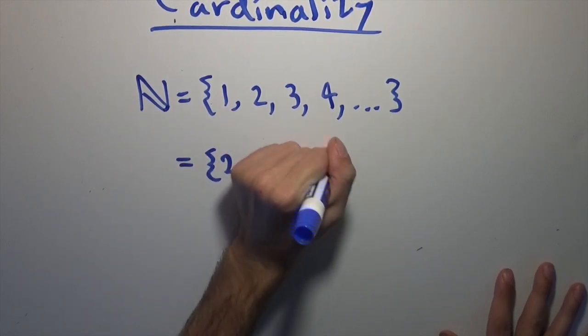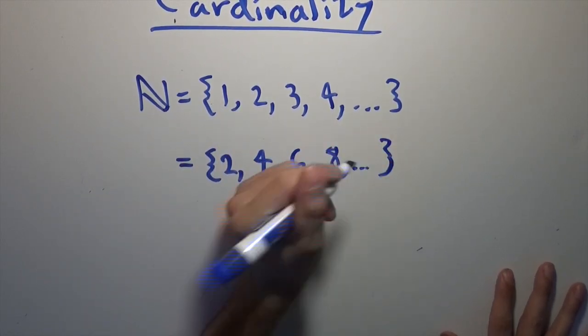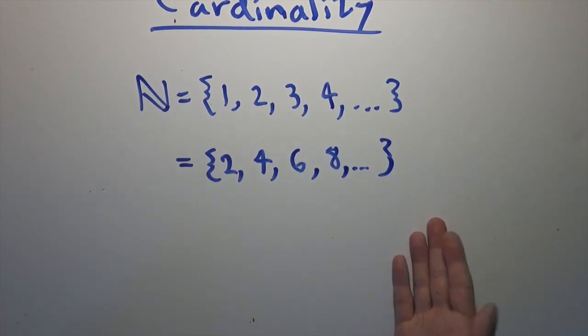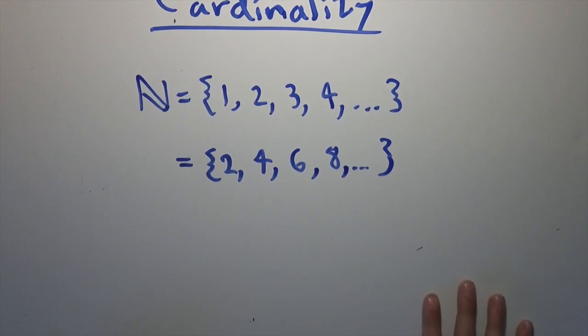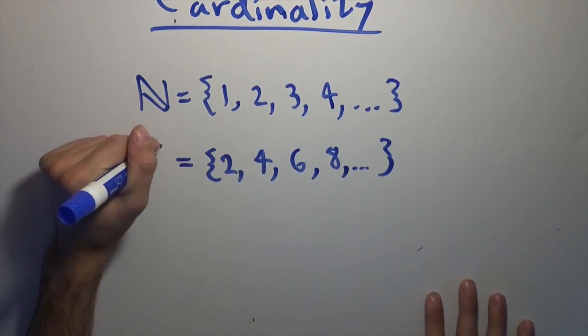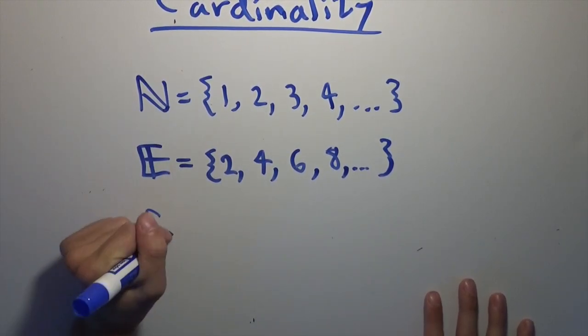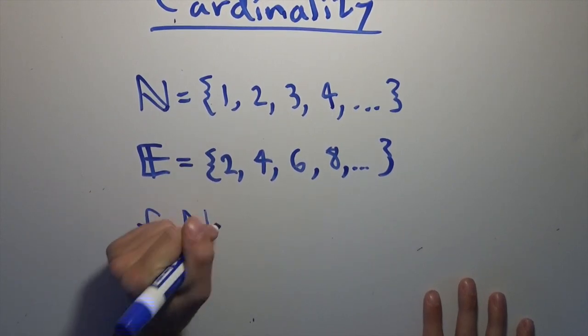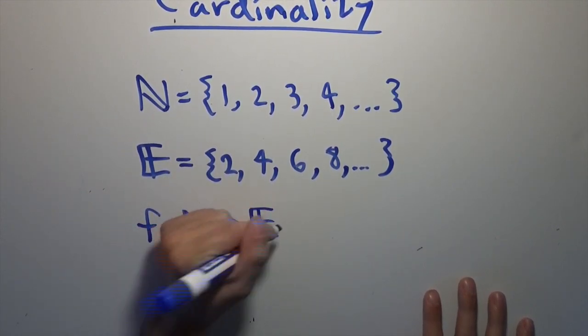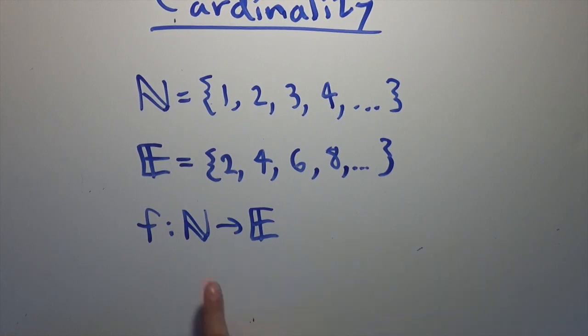At first glance, you might think no, because this is only half the natural numbers, right? We don't have 1, we don't have 3, we don't have 5. But putting a little more thought into it, you can see that there's quite an obvious bijection. We'll call this the set of even numbers, with that double-barred E. So we want to find a bijection from N to E, right? If we can find a way to assign each element of N to a unique element of E such that each element of E is hit once, then we have a bijection.